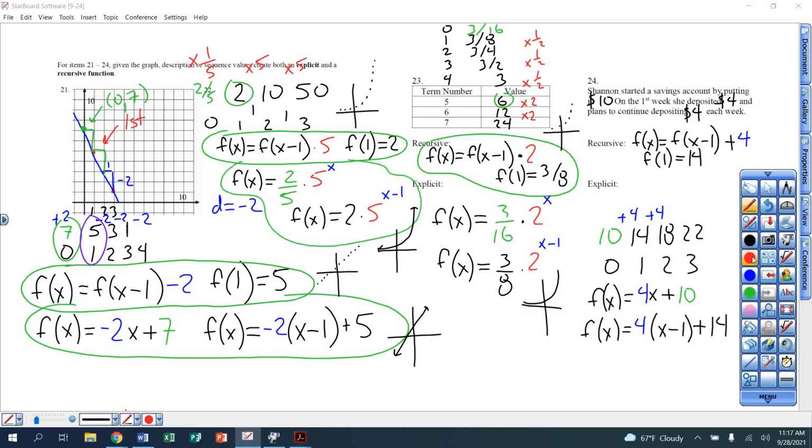This one up here is arithmetic recursive dots. This one is arithmetic explicit line. So know that added to it. The third word is puppy. Puppy. Good luck.